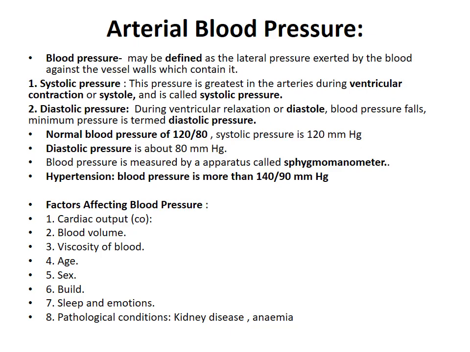The normal blood pressure is 120/80. That means systolic pressure is 120 mm of mercury and diastolic pressure is 80 mm of mercury. Blood pressure is measured by an apparatus called a sphygmomanometer, and when blood pressure is more than 140/90 mm of mercury, it is called hypertension.